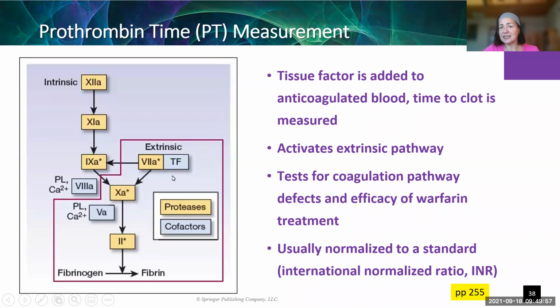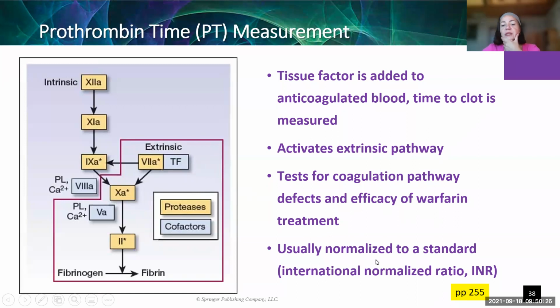And that's testing this side of things. So tissue factor gets added, and then time it. See how long it takes for a clot to form. So it activates this extrinsic pathway, and it tests to see if there's coagulation defects on this side of things. It also, if the patient is being treated with medication, this is the test that's needed if the patient's taking warfarin.